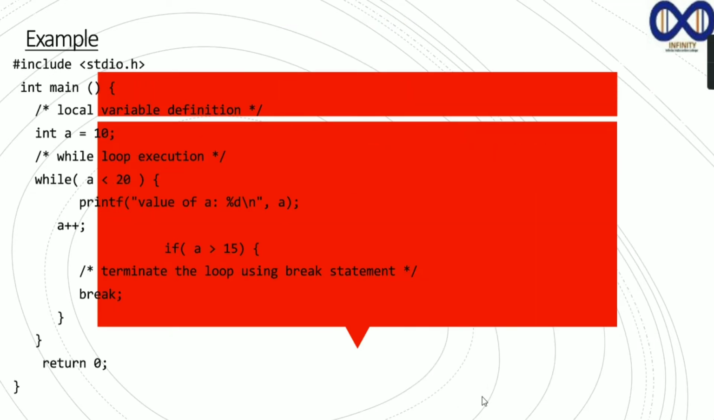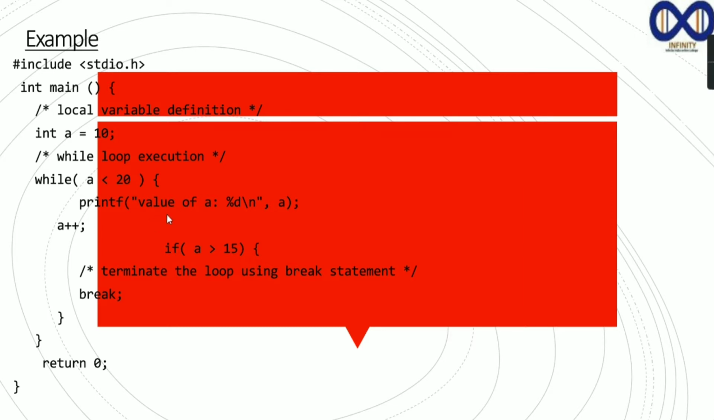Here is the program. This is int main, the opening of the main section, and the local variable definition is int a equal to 10. Here the minimum number is 10 for the while loop execution. The while loop is executed while a is less than 20, so it will execute up to 19. It will never execute for 20 or 21 or 25.